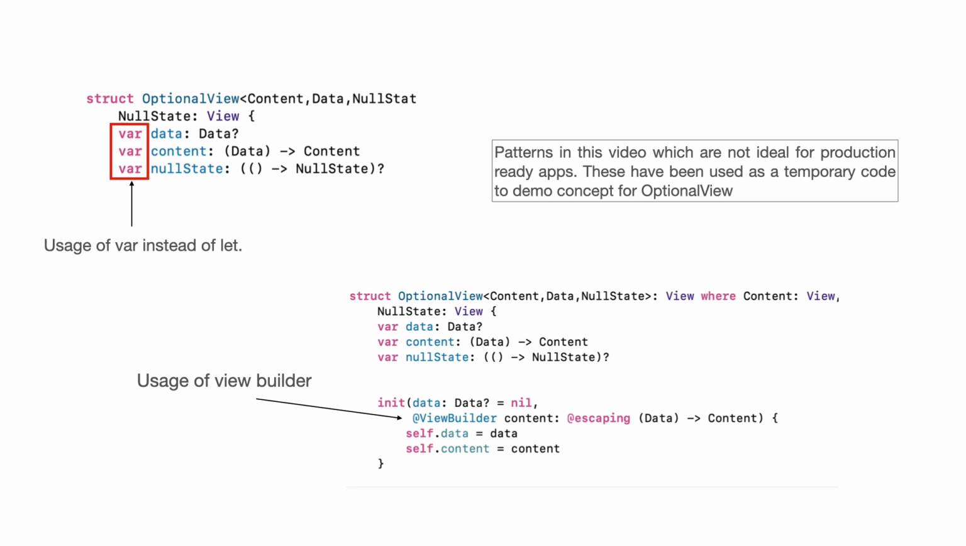The intent of this video was to introduce the concept of optional view to replace optional binding. With that being said, one might see certain patterns that are not ideal for production ready app. This has been used as a temporary code to demo the concept of optional view, and it is advised not to use this in production ready app. The slide gives an overview of some of such instances.